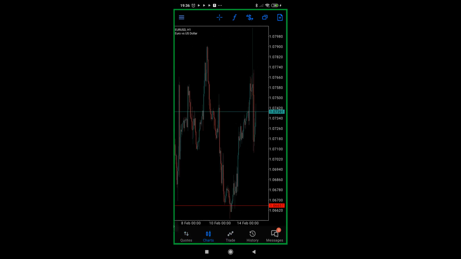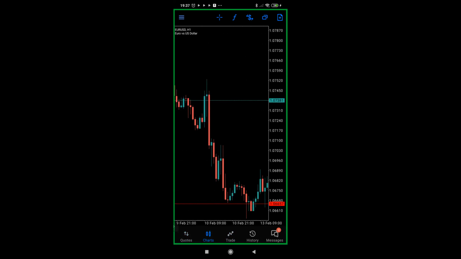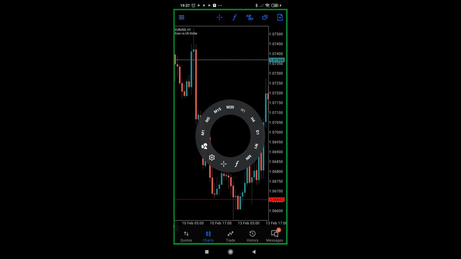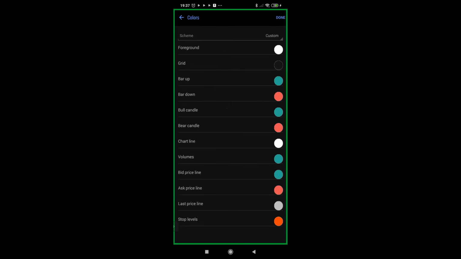Over here as well, you can see that I've changed the color of my candlesticks to green and red. You can also change yours to any color that you like. How do you change the color? You come to the chart section, you tap on the screen, you see this settings icon, that wheel settings icon, you select it. At the very bottom, you are going to see colors, customize color scheme. When you click on it, you see all of the color selections that you can use. And then once you're done, click on done at top.